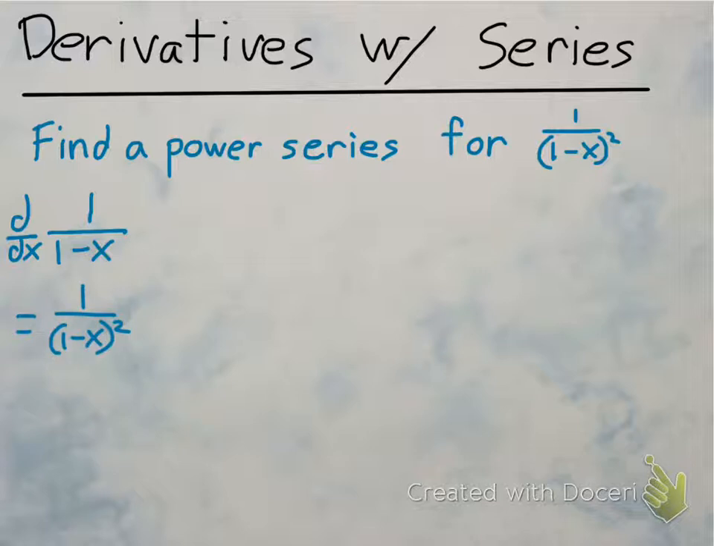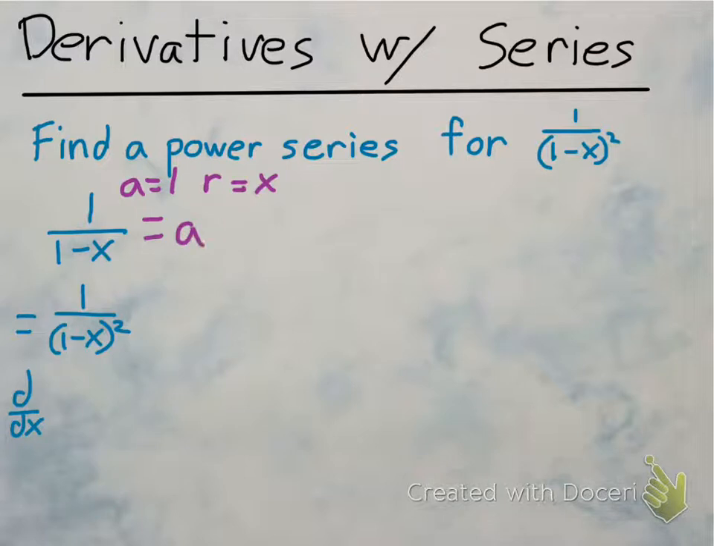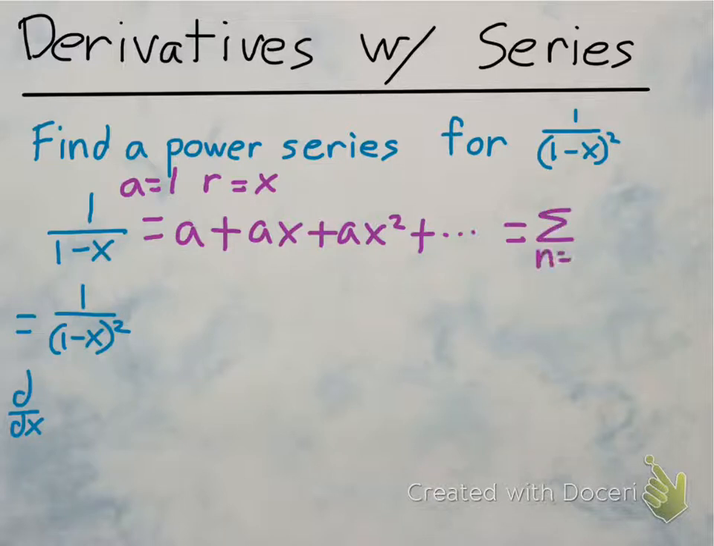Okay. So the power series of 1 over 1 minus x is equal to, well, we've already done this power series, right? a is 1, r is x. So this is a pretty simple one. a plus ax plus ax squared, etc., etc. Or we could rewrite this as the summation of n equals 1 to infinity of ax to the n minus 1.